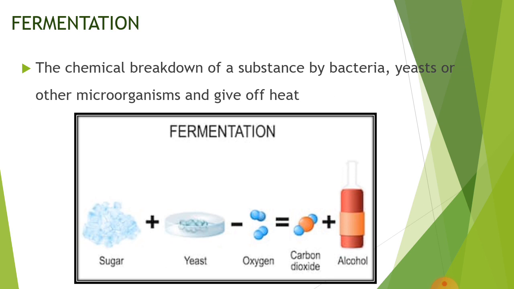Fermentation is the chemical breakdown of a substance by bacteria, yeasts, or other organisms, and it gives off heat. Here is an example: sugar and yeast join in the absence of oxygen. Remember to look at this minus sign. It gives off carbon dioxide and alcohol. This phenomenon of fermentation has become very popular and important in baking, cooking, and the brewing industry. A lot of juices and bakery items use this process, and many products are formed through fermentation.